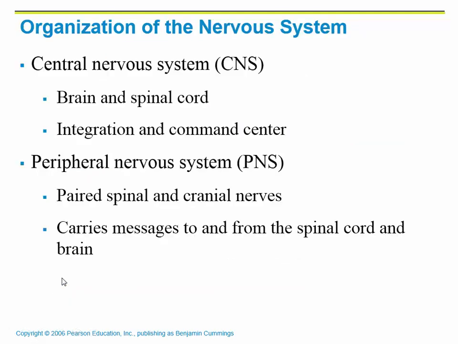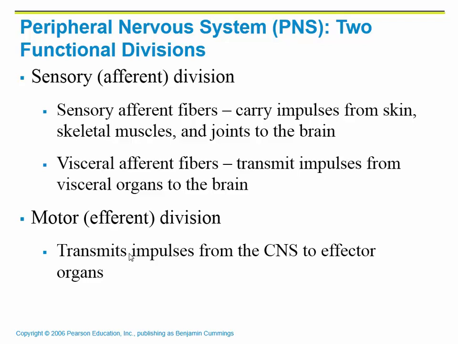There are two main divisions of the nervous system: the central nervous system, which consists of the brain and the spinal cord, and the peripheral nervous system, which are all the other spinal and cranial nerves, and all of those nerves that branch off from there. So the peripheral nervous system is going to be taking messages to the central nervous system and away from the central nervous system. Then within the peripheral nervous system, there are two main divisions.